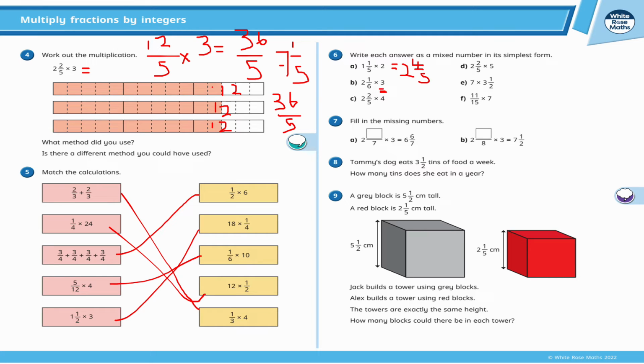I've got 2 1/6 times 3. Changing that to a top heavy, I get 13 out of 6 times 3. So that's going to be 39 out of 6, which simplifies to, divide top and bottom by 3, you're going to get 13 over 2, which simplifies to 6.5.